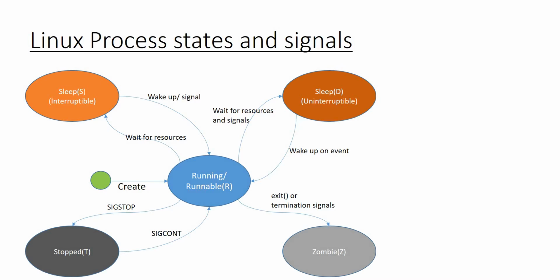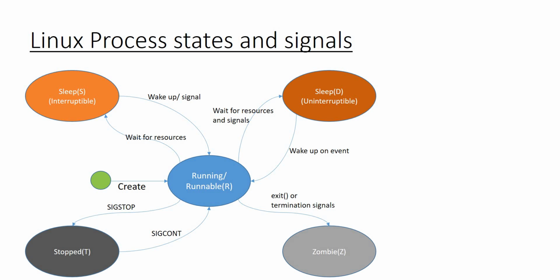In this video, we are going to discuss different states of a Linux process and some of the important signals which are used in controlling and managing these Linux processes. In the previous video, we have already discussed what a Linux process is, how a Linux process is created, what the different types of Linux process are, and also we have seen various commands through which we can check the status of a Linux process.